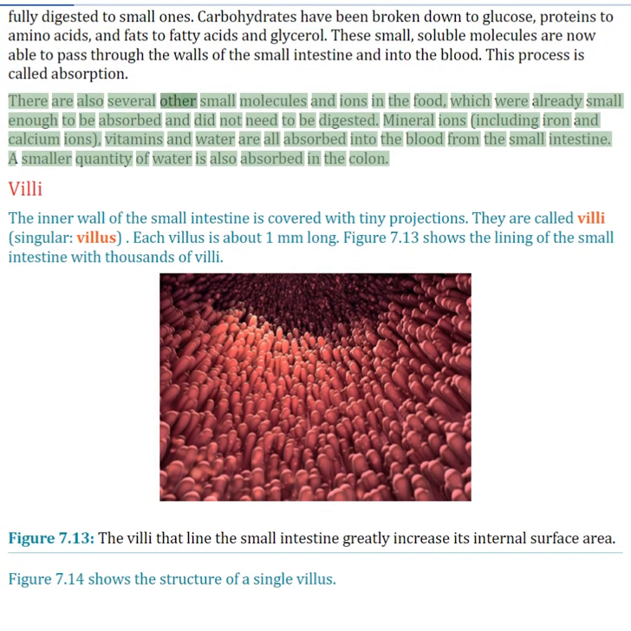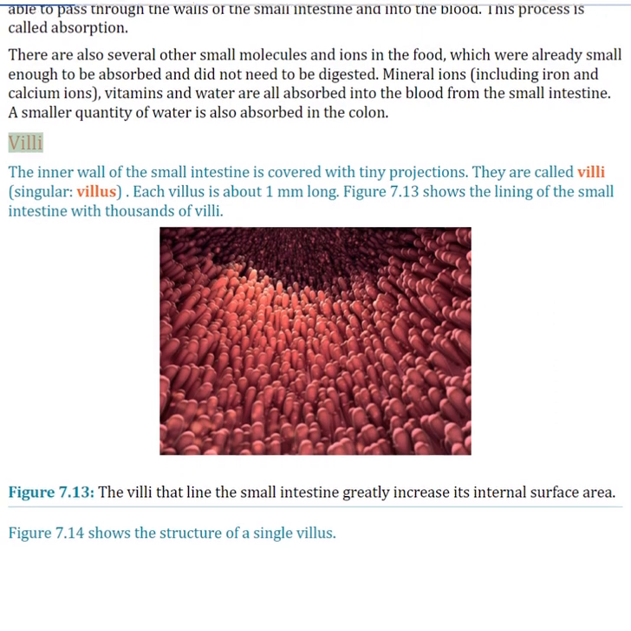There are also several other small molecules and ions in the food, which were already small enough to be absorbed and did not need to be digested. Mineral ions, vitamins and water are all absorbed into the blood from the small intestine. A smaller quantity of water is also absorbed in the colon.